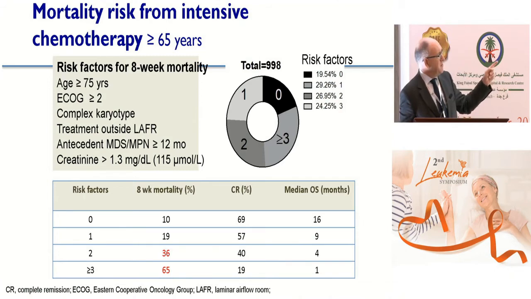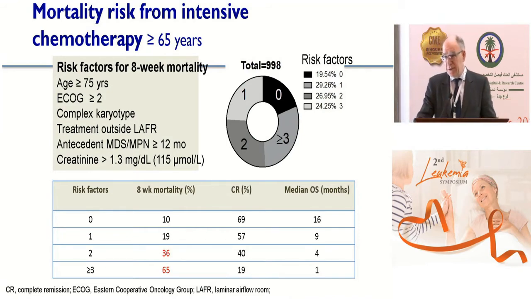And there are certain factors that can predict for a high risk. Age over 75, poor performance status, complex karyotype, antecedent myelodysplasia, or a raised serum creatinine. And that's important to consider, because if you have 2 risk factors, your 8-week mortality can go up to 36%. So these are all individualized, personalized decisions.